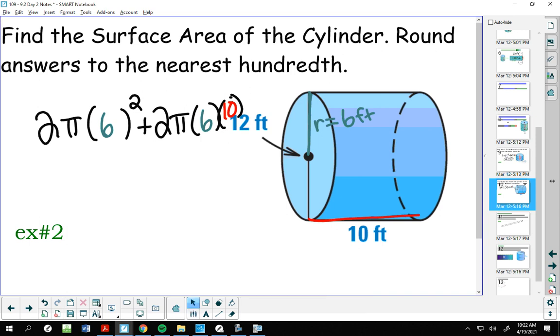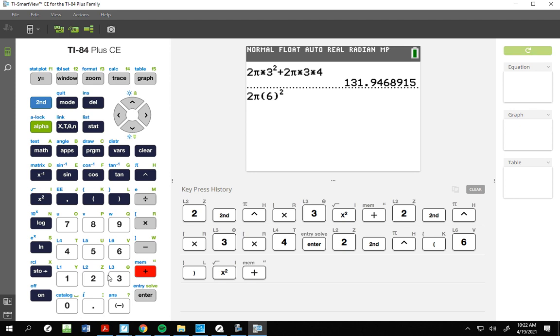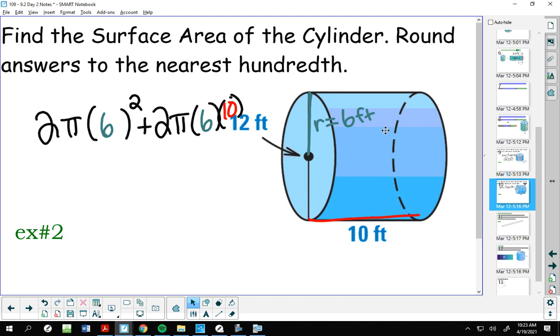So we just type that in our calculator. 2 pi times r squared plus 2 pi times r times h. Okay, you guys see I kind of mixed using the times button and parentheses. It doesn't matter. Parentheses mean multiplication, so it's really up to you. So nearest hundredth, so we look at 3 decimal places. The 5 is going to round the 8 up to a 9. So 603.19 feet squared.